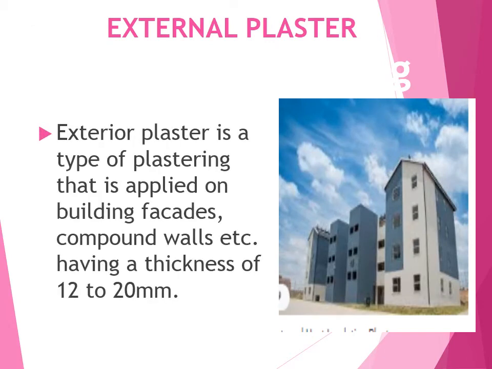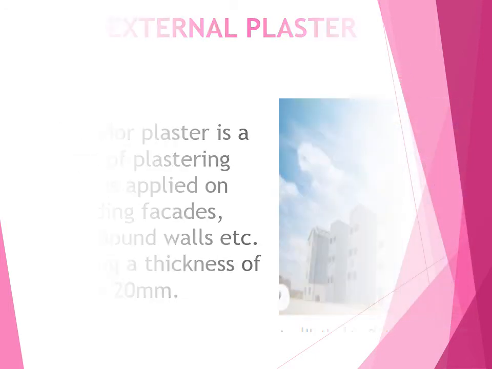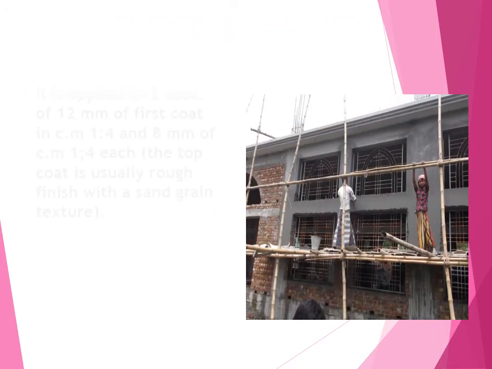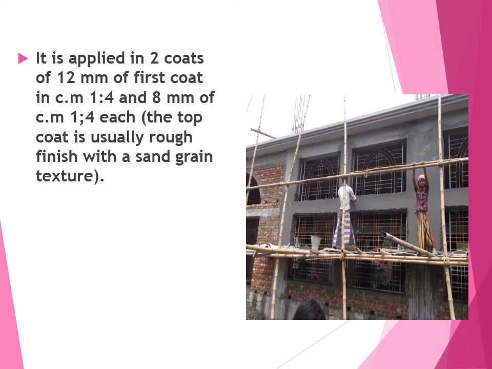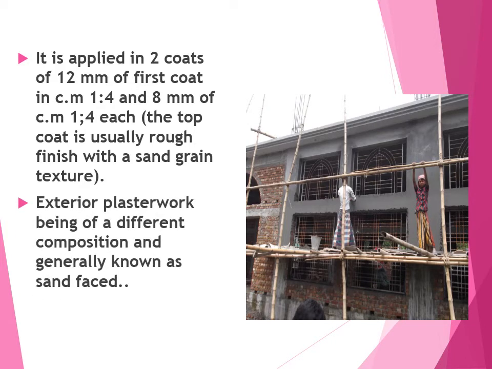External plaster is a type of plastering that is applied on building facades, compound walls, etc., having a thickness of 12 to 20 mm. It is applied in 2 coats: 12 mm first coat in cement mortar 1:4 and 8 mm of cement mortar 1:4. The top coat is usually a rough finish with a sand grain texture. Exterior plaster work is of a different composition and is generally known as sand face plaster.